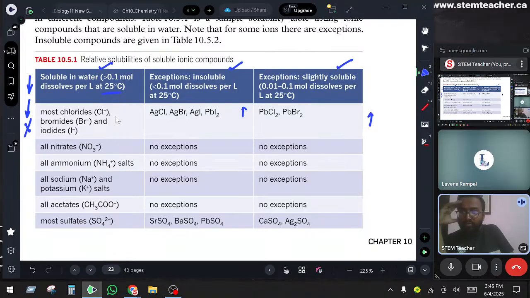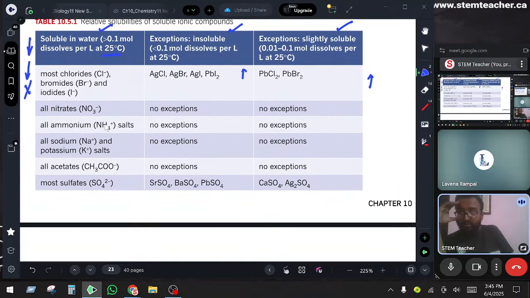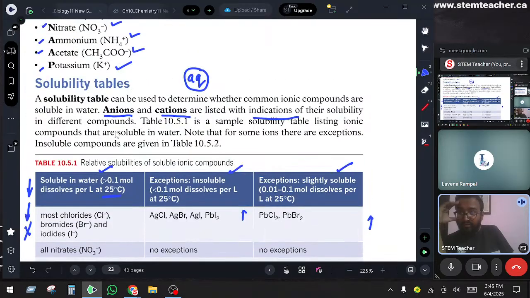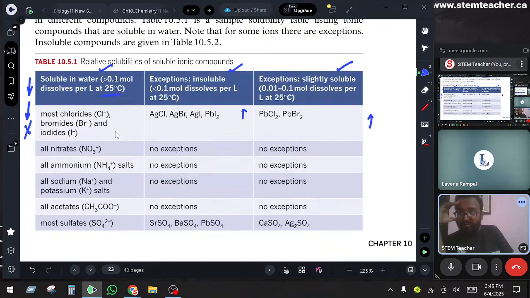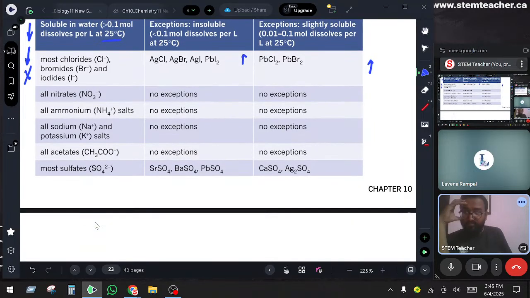Most chlorides are soluble, bromides soluble, iodides soluble, all nitrates soluble, all ammonium soluble. It is the same as SNAP: sodium, potassium soluble, acetates soluble, sulfates soluble. When a precipitate forms, spectator ions will not form; in the other cases, spectator ions will form.